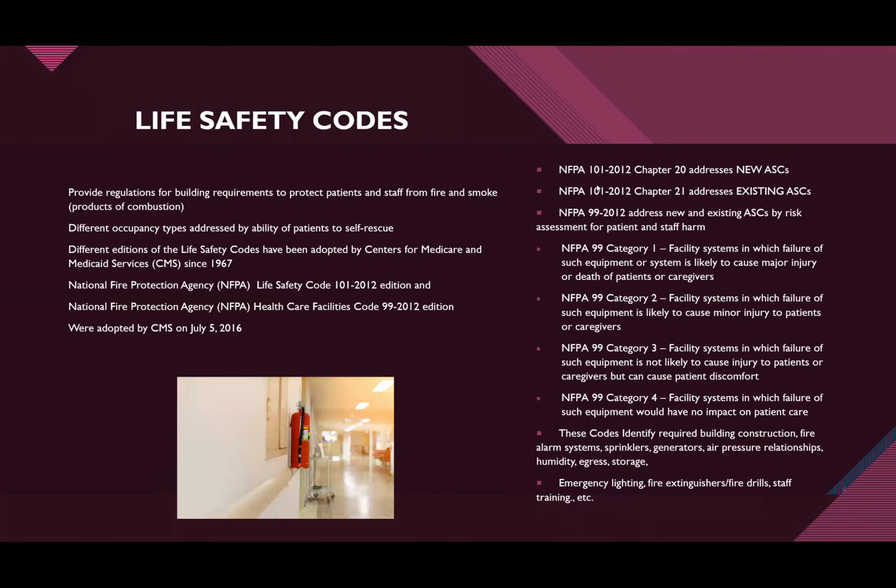All right, so life safety codes. What do we want to know about life safety codes? The most important thing is that these are regulations for building requirements to protect our patients and staff from smoke and fire and the products of combustion. So when we talk about life safety, fire is the issue. How our buildings are built depends on the occupancy type, and that relates directly to the patient's ability to self-rescue.